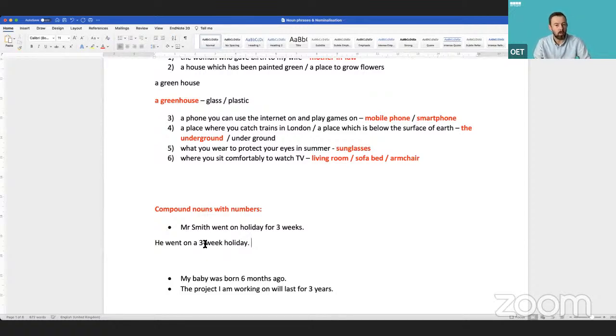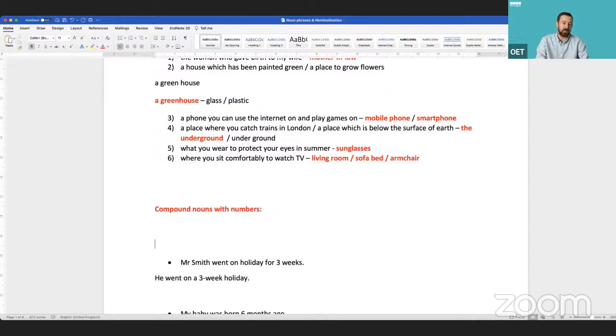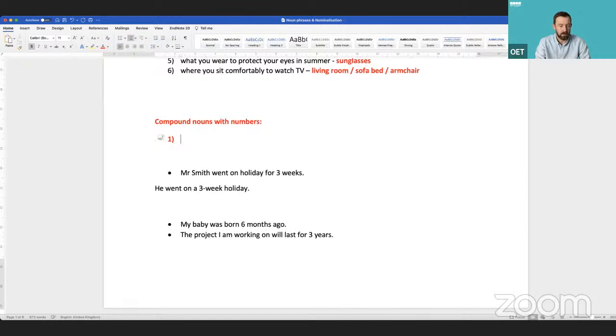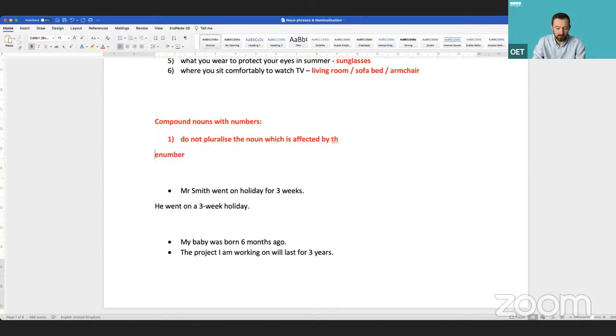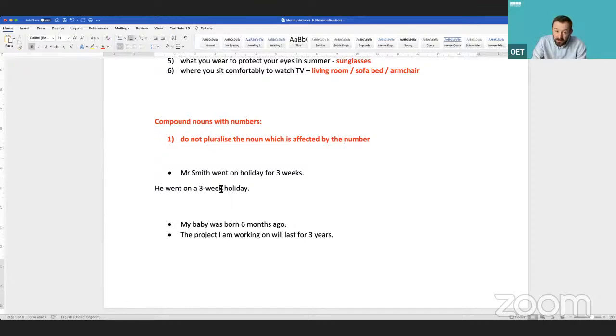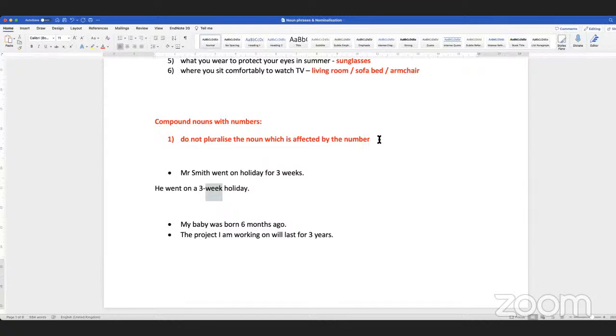A 3-week holiday. Notice there's a couple of different things here. One, do not pluralize the noun which is affected by the number. In this case, the noun affected by the number is week.